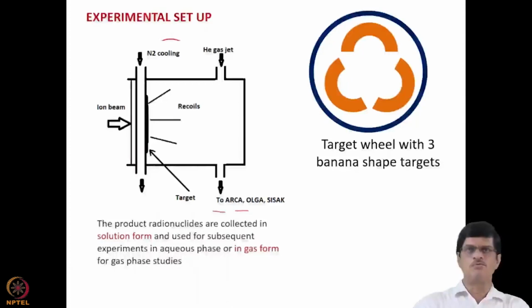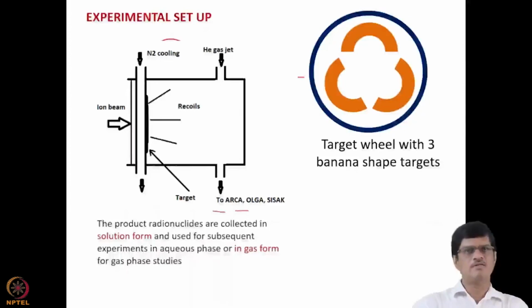And also we need to have this target rotated. Here, one such schematic is given, where you have three banana-shaped targets, and this wheel, where they are mounted, gets rotated and also cooled, so that at one time only one target is seeing the beam. After that, this target is moved, and then the second target is seeing the beam, and finally the third target is seeing the beam. That is how it is rotated, and alternately we get these targets exposed to the beam.